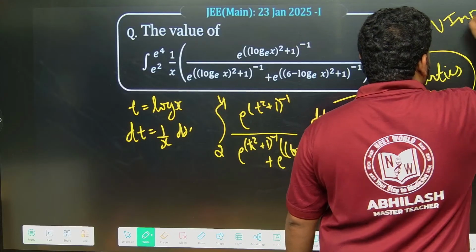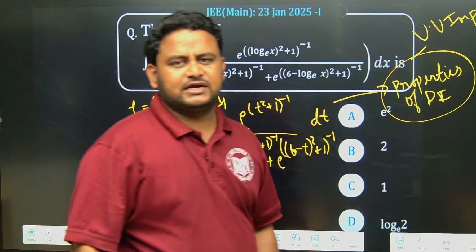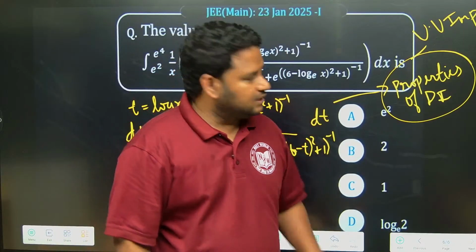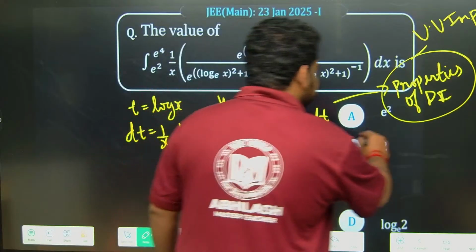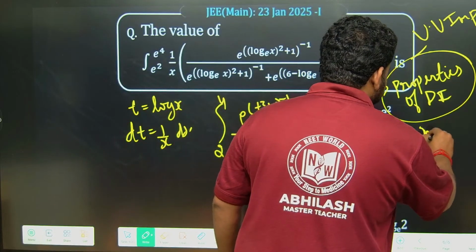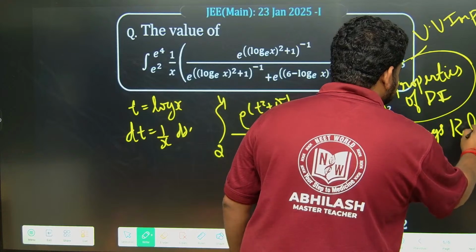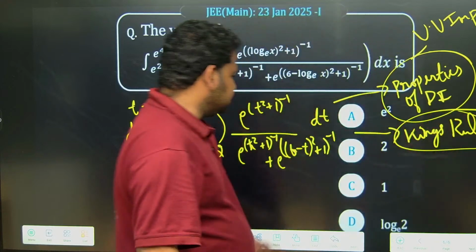Out of indefinite integration, you will get few questions, 2 or 3 questions. From definite integration, you will get a lot of questions. This is based on King's rule, or Prince rule, whatever you call it. This is based on King's rule.